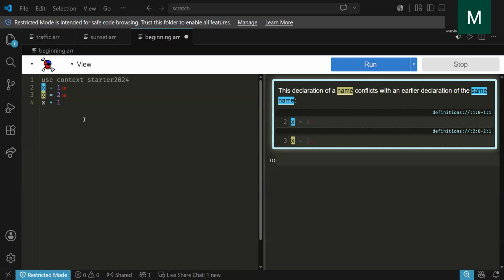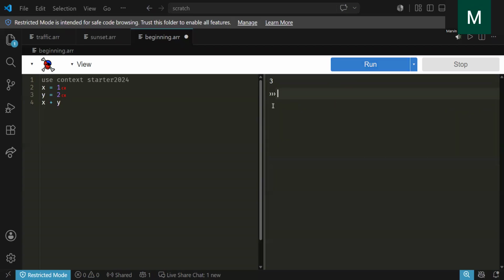Let's try something different. Can we replace y equals 2? Sorry, change x equals 2 to y equals 2. And let's do x plus y instead. Yeah, and that should work. Just 1 plus 2 equals 3. Very good.